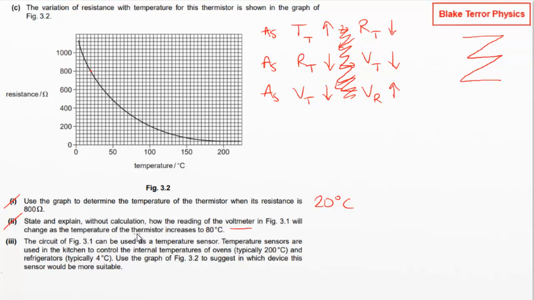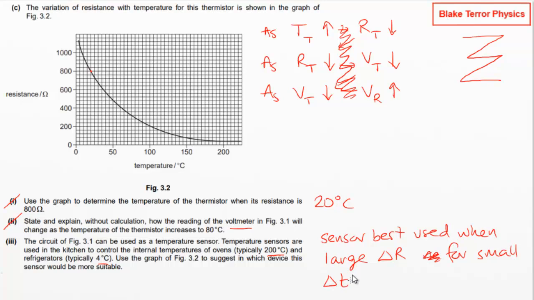All good. The circuit of figure 3.1 can be used as a temperature sensor. Temperature sensors are used in the kitchen to control the internal temperatures of ovens, typically 200 degrees C, and refrigerators, 4 degrees C. So which device would this sensor be more suitable for? Right, so we can say that the sensor is best used when there is a large change in resistance for small changes in temperature. In this case, I should go capital T rather than small t, which suggests time, doesn't it? So yes, we want a large change in resistance for a small change in temperature.